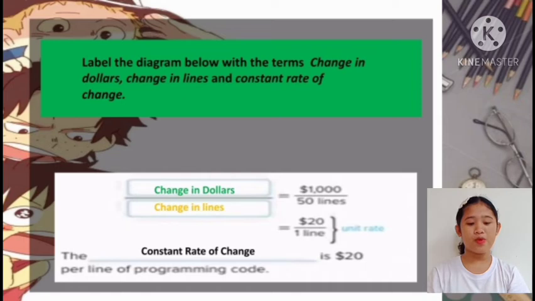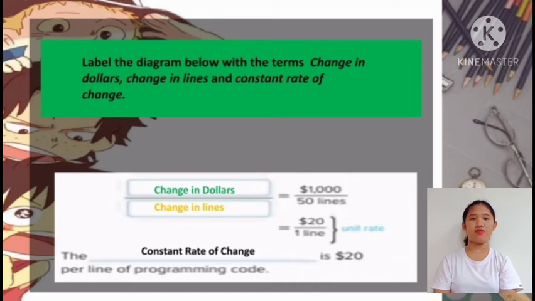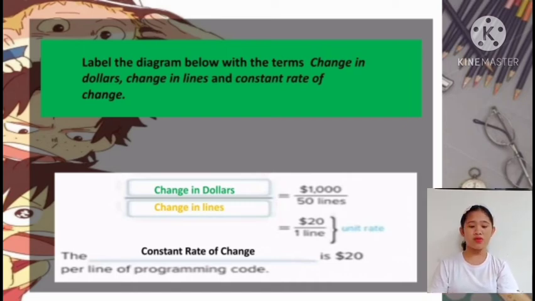We have one more blank and one more set of words: the constant rate of change. This is $20 per line in the programmer's code. And moving on to an example of constant rate of change.